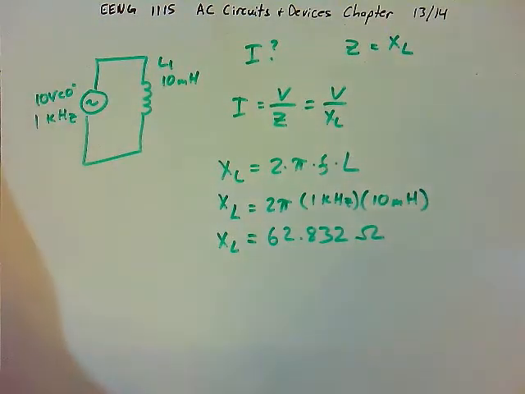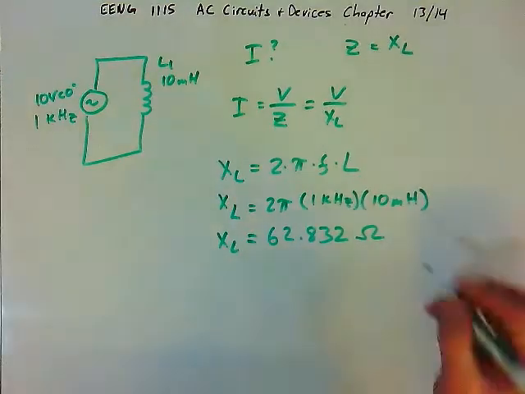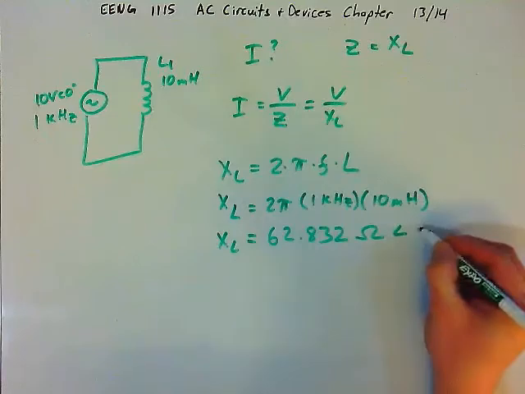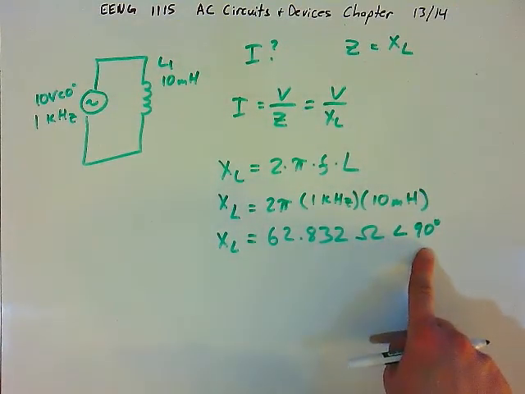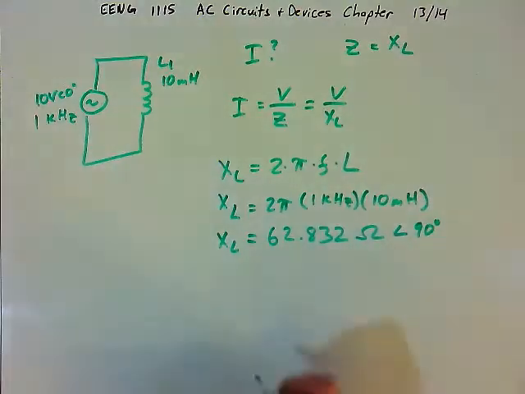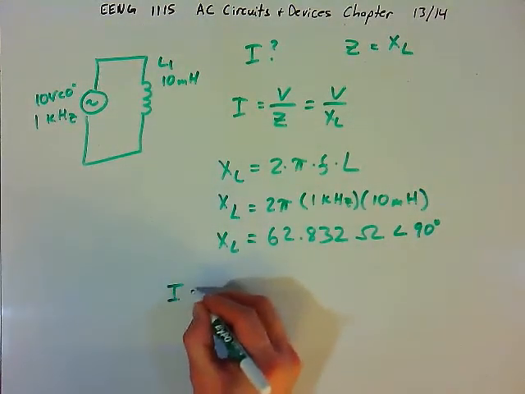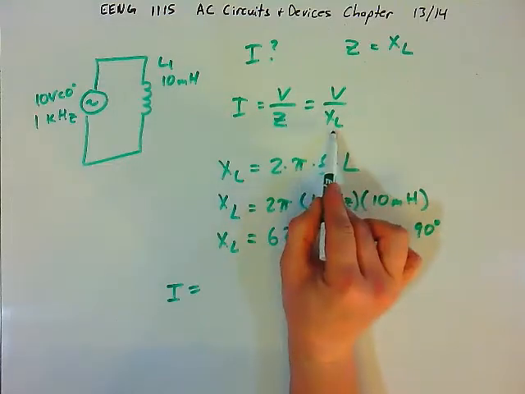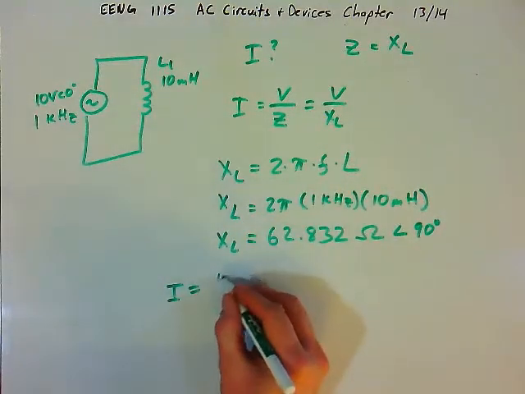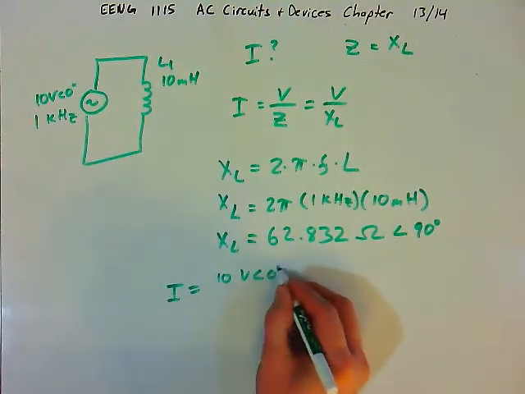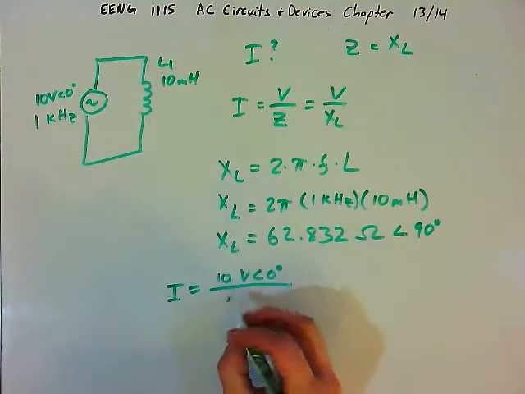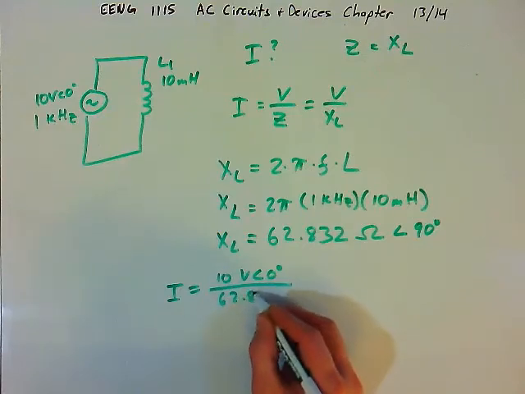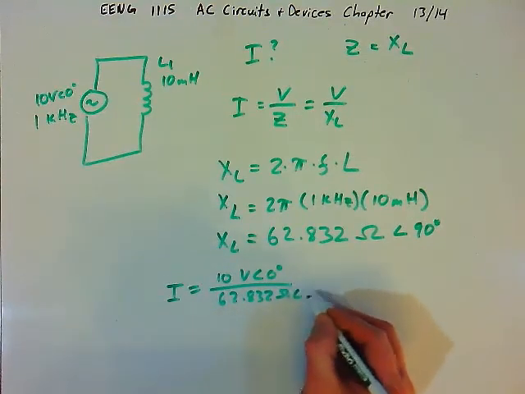Now, the inductive reactance is a vector. The inductive reactance will always be at positive 90 degrees. You don't even have to think about it. It's always going to be at positive 90 degrees. Well, why? Let's find out. Because the current is equal to the voltage over the reactance. Voltage is 10 volts at 0 degrees, and the inductive reactance is 62.832 ohms at 90 degrees.